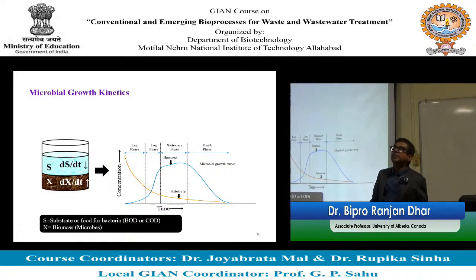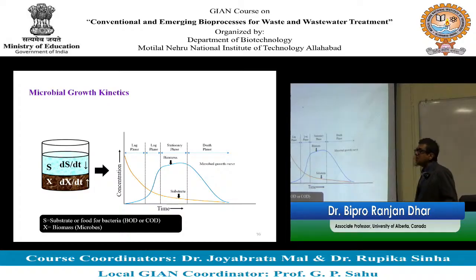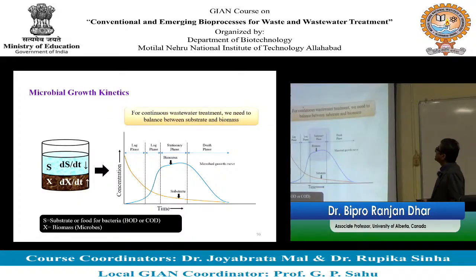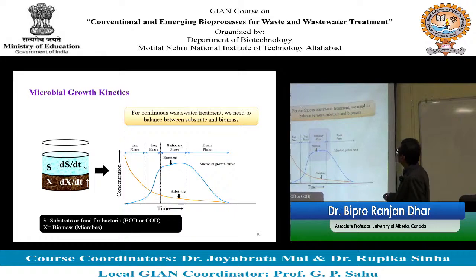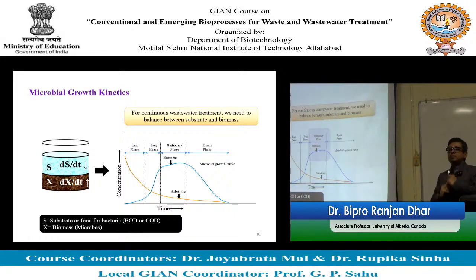But in a wastewater treatment plant in cities, we are continuously, 24/7, using water and generating wastewater, so we need a continuous process. That means for a continuous process, we need a balance between microbes and substrate. So we need to operate the system in a way that we have a balance of both.